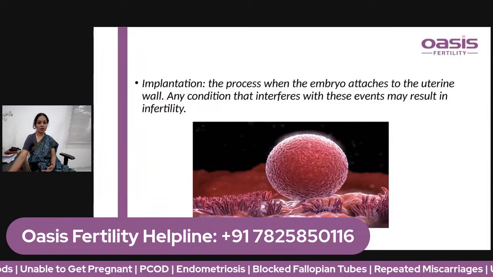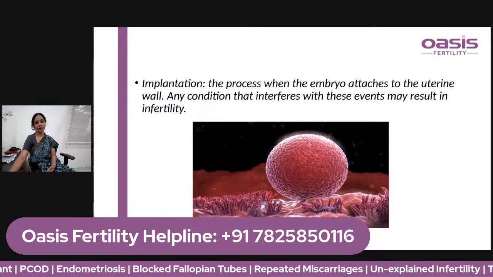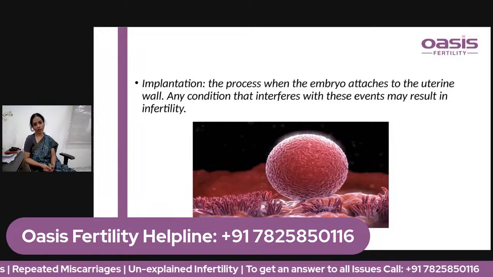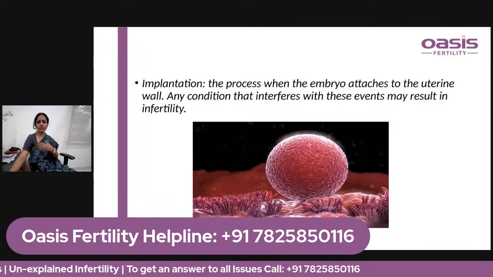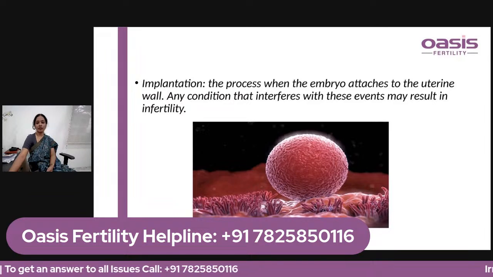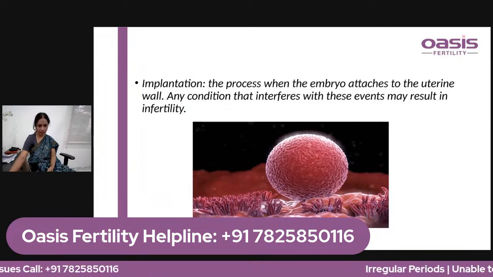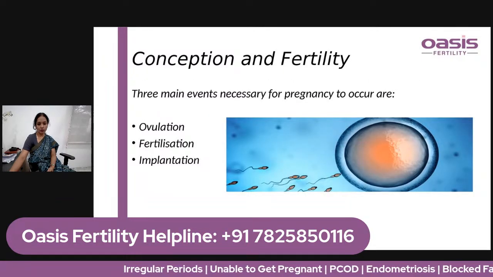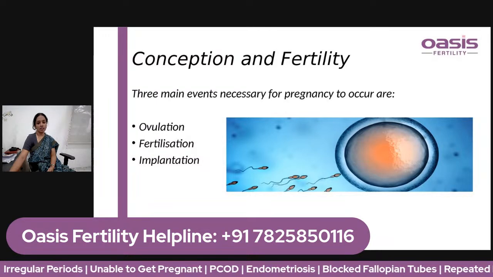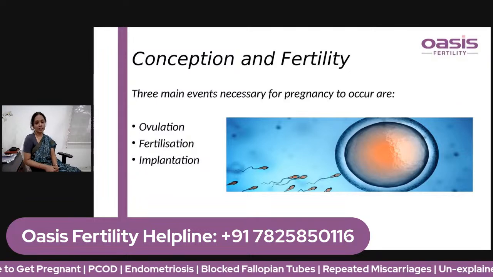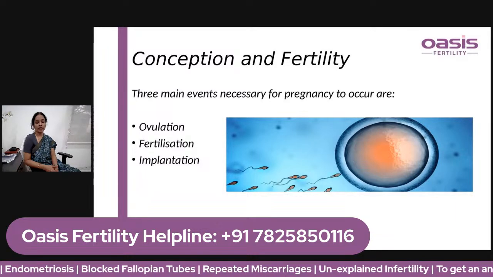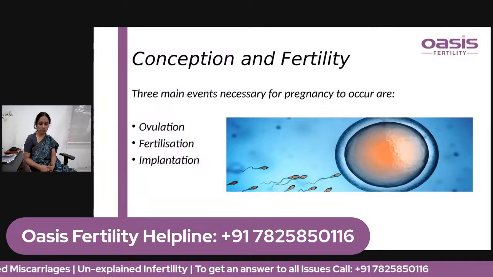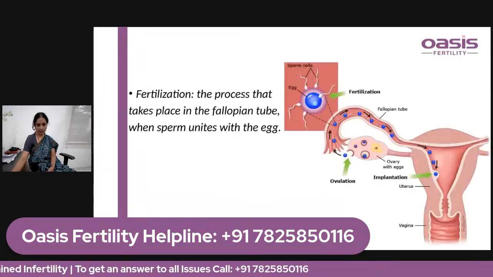Another important process that needs to happen is implantation. Implantation is the process where the embryo attaches itself to the uterine wall and grows as a fetus. Any condition that can interfere with any of these events may result in infertility. So the three basic important events for fertility are ovulation, fertilization, and implantation. Any diseases in the reproductive tract, any hormonal dysfunction, or any male factor infertility can affect any of these physiological processes, and that can impact a person's fertility.